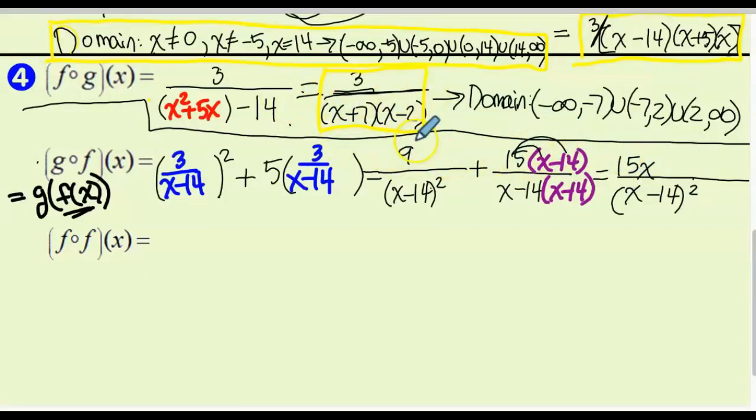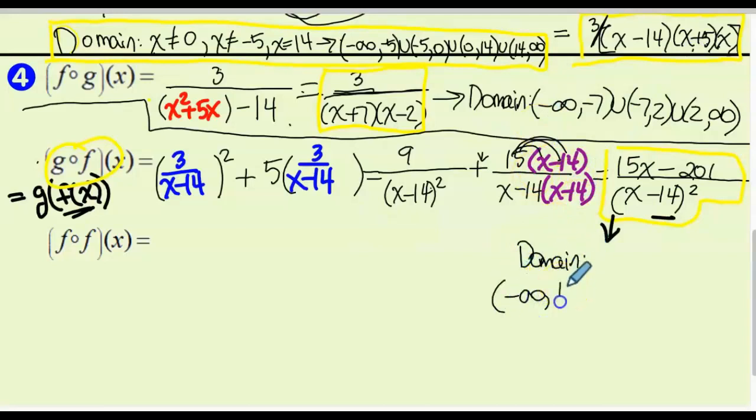And you can use a calculator, of course, if you need to, no problem with that. And then I do have the 9 that needs to get added to that. When I do 9 plus 15 times negative 14, 15 times 14 is 210, so that would be negative 210, and then you add 9, you get negative 201. Okay, the domain is just the same domain.